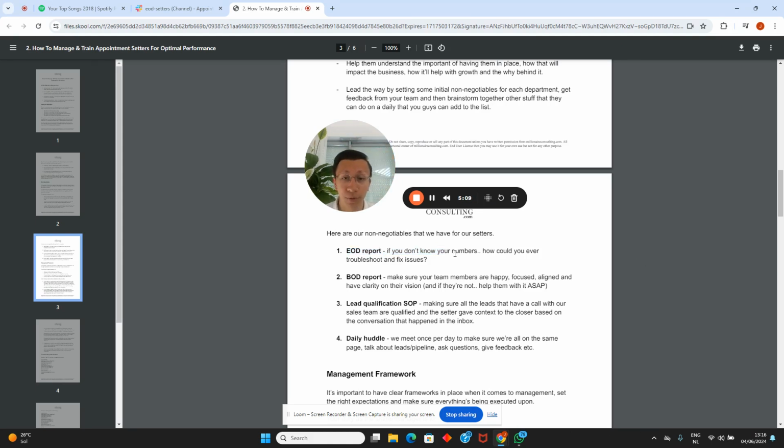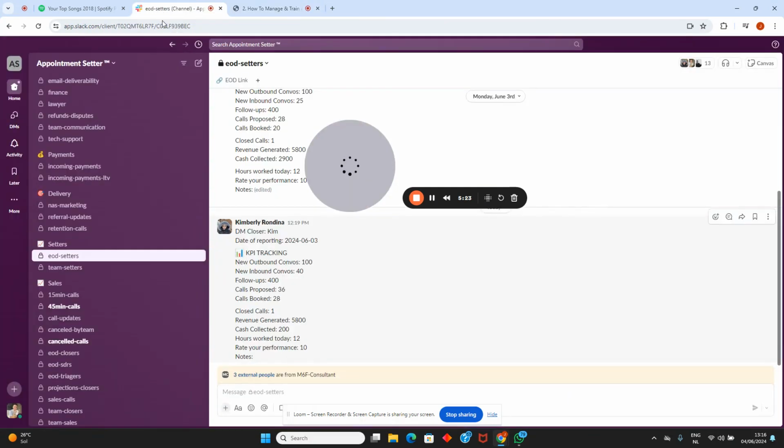But back to the point here. So firstly, EOD report. Second, BOD report. Full transparency, we stopped doing this just for the sake of simplicity. Third, lead qualification SOP. So our metrics are basically the following.